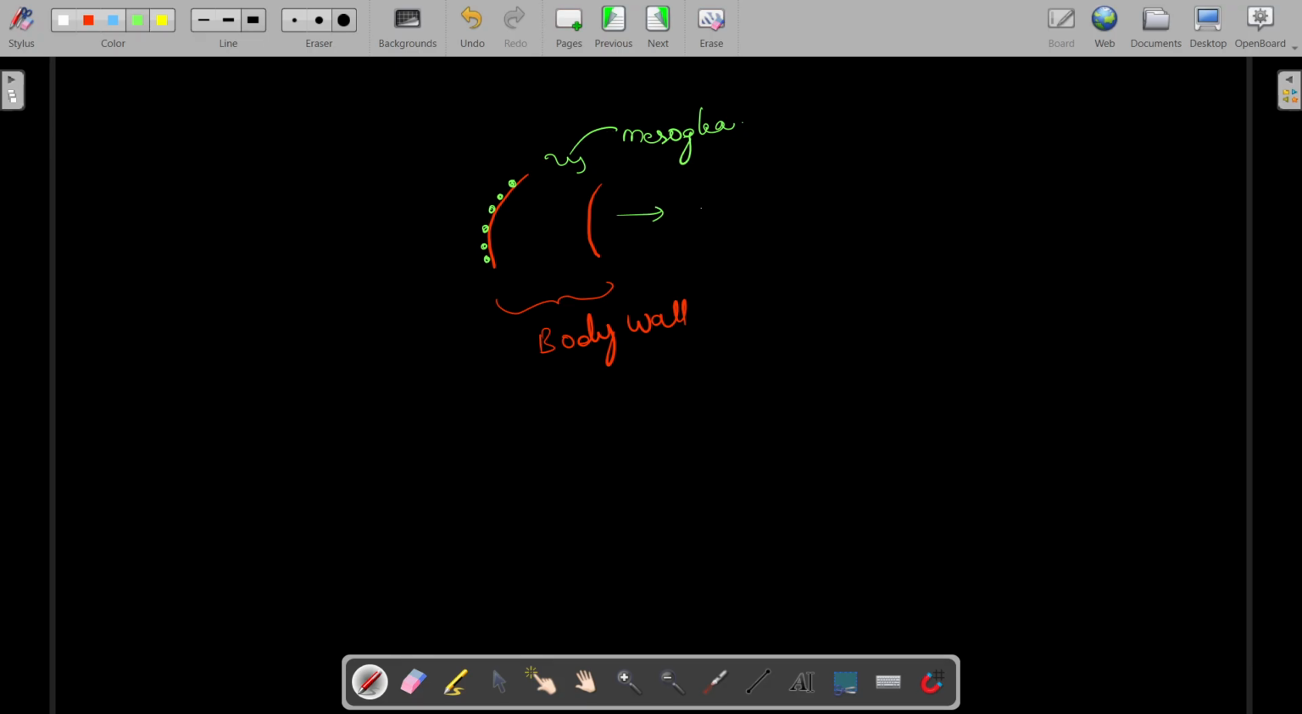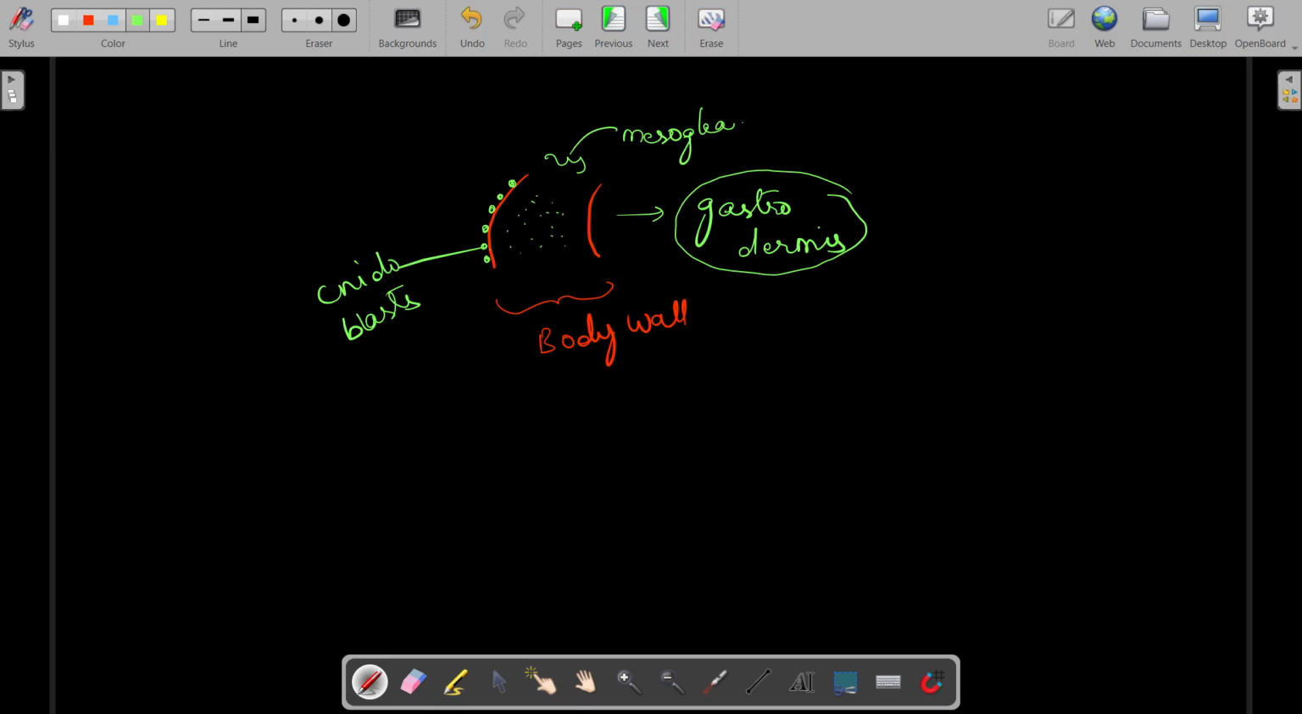And here, this is gastrodermis. This is the inside region of Hydra. So this wall is the gastrodermis, and you have cnidoblasts on the outer wall of the body. Here you have a jelly-like substance, and this layer is called mesoglia. So this is the body wall, and this layer is the epidermis.